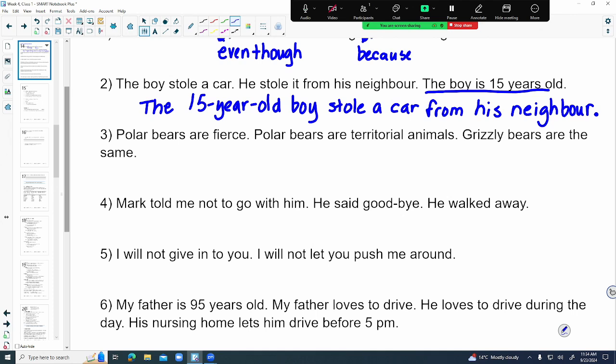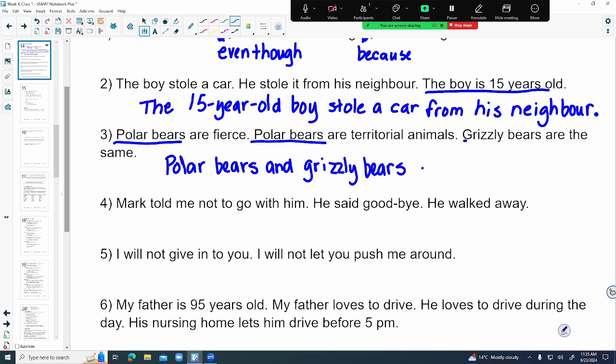Number three, polar bears are fierce. Polar bears are territorial animals. Grizzly bears are the same. So we've got information here about polar bears, two sentences. They're fierce and they're territorial. So we can combine those and say polar bears. So wait a minute. Polar bears are fierce, polar bears are territorial animals, and then we have the same thing. Grizzly bears are the same, so we can say polar bears and grizzly bears are fierce and territorial. Okay, we don't have to say animals because we know that polar bears and grizzly bears are animals. So we just say polar bears and grizzly bears are fierce and territorial.